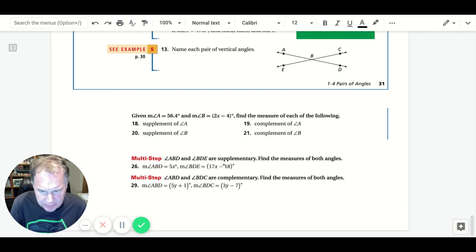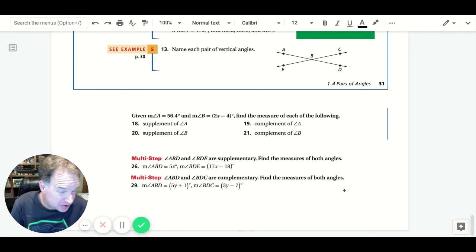So these two, if they're supplementary, they add to 180. So add these two up and set it equal to 180. Find x and plug it back in. Same thing here, but they're complementary, they add to 90. Add those two up, set it equal to 90. Solve for y.